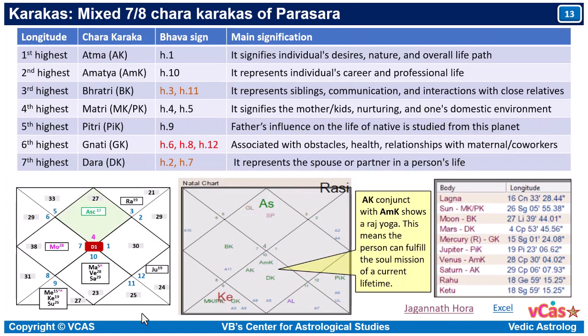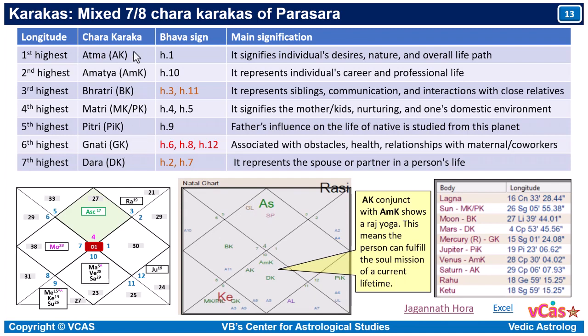Let's talk about the mixed 7 to 8 Chara Karakas of Parasara. There are two schools of thought here. One considers 7 Chara Karakas and the other considers 8, based on whether Rahu should be included or not. Ketu is always excluded. If we do use 7 Chara Karakas, here is the scheme. The planet having the highest longitude, like here it's Saturn, is called Atmakarak. The next one is called Amatyakarak, and then Bhatrikarak, Matrikarak, Pitrikarak, Natikarak, and Darakarak.